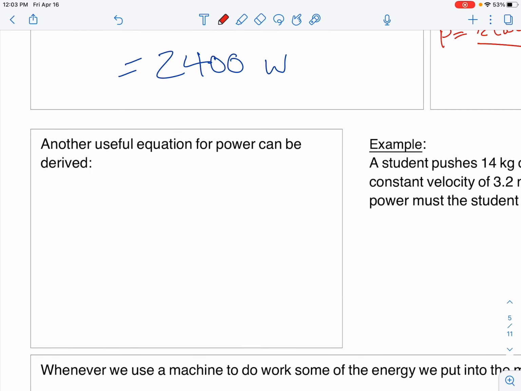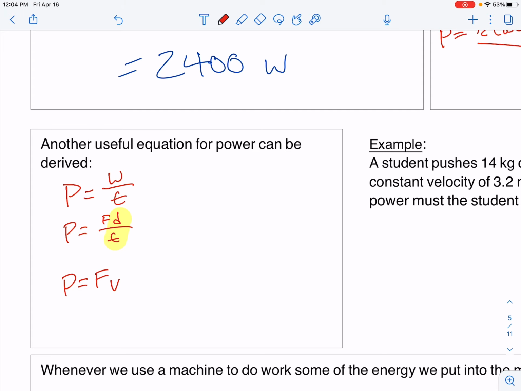So we can derive another formula, and we did this previously. Just wanted to go over that again, right? We know that power is work divided by time. Again, if we expand out work, we know that that is also force times distance divided by time. And then we know that distance divided by time is velocity, which means that power is also equal to force times velocity.